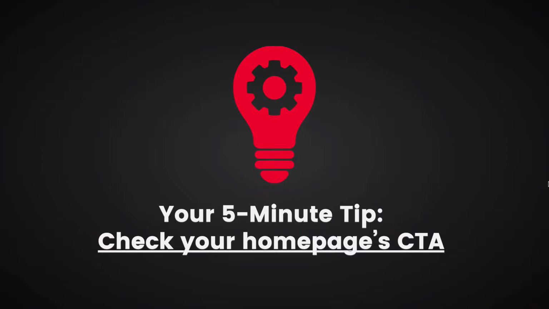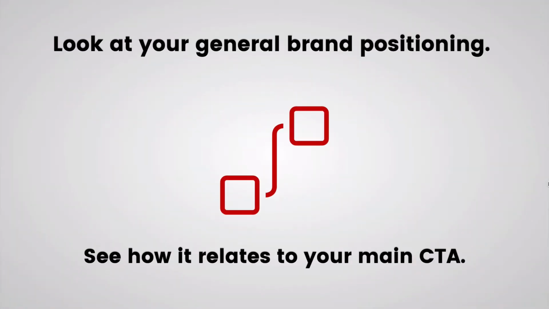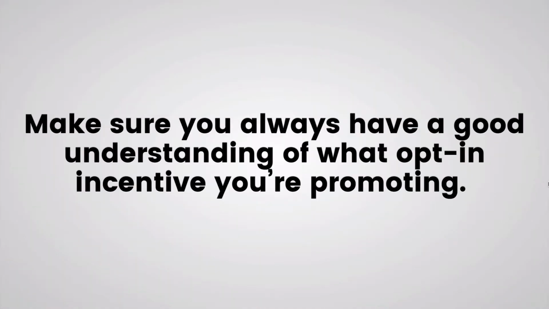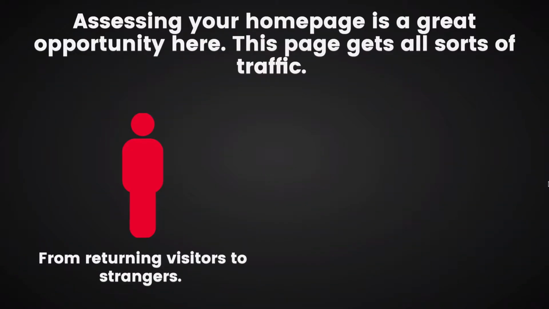So, to move forward with this is your 5-minute tip. A very actionable advice. Check your home page's call to action. Look at your general brand positioning. See how your main call to action for the homepage relates to your brand positioning. Why? Whenever visitors land on your homepage, is your opt-in form very prominent, right? You want to make sure that you have a good understanding of which of your many different possible incentives to promote on the homepage. How come?